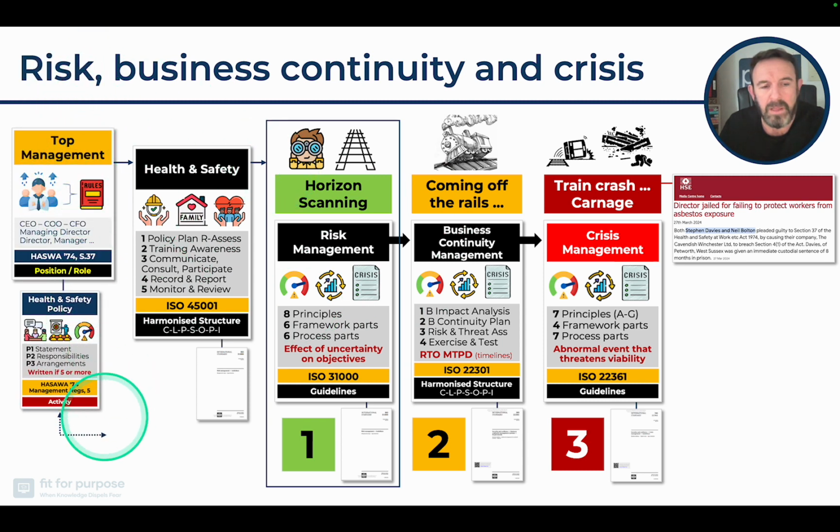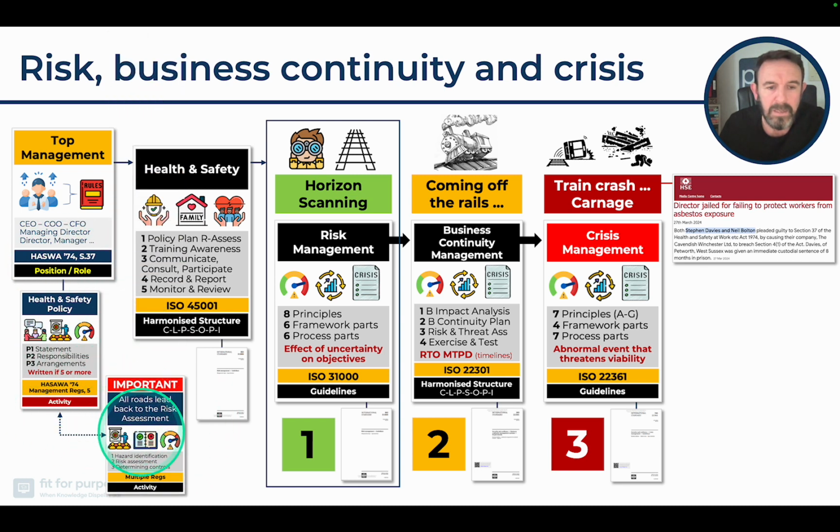Well, top management, it is that all-important health and safety policy, which is linked and supported by that risk assessment. All roads lead back to the risk assessment. You can see there, they are joined both ways. Which comes first, the chicken or the egg? Well, we know that you've got to have a policy if you've got 5 or more people, but ultimately a policy determines how you manage risks, and your risk assessment determines your policy.